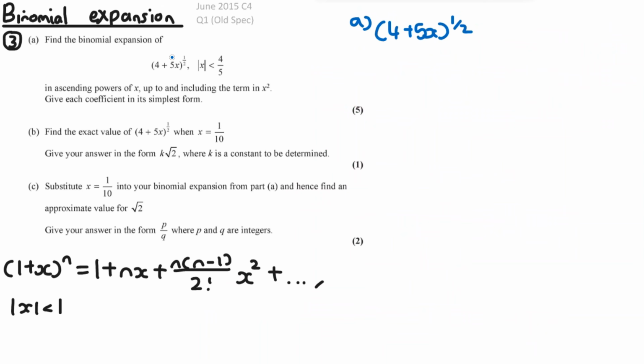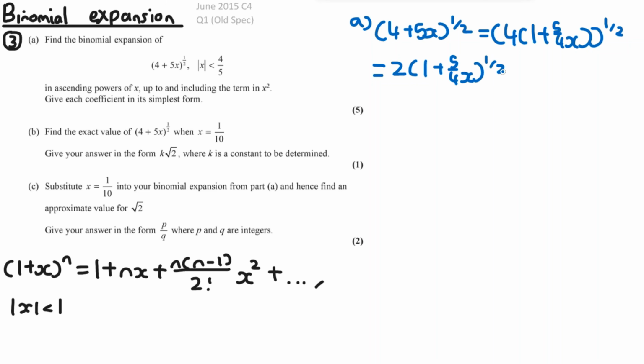So for question 3 part A, we need to find the binomial expansion of (4 + 5x)^(1/2). As this number here is not 1, we need to factorise. So let's factorise out the 4. It's going to become 4 of (1 + 5/4 x)^(1/2), and then we're going to bring the 4 out of the bracket here and put it to the power of a half. So it's the square root of 4, which is equal to 2, and then (1 + 5/4 x)^(1/2).